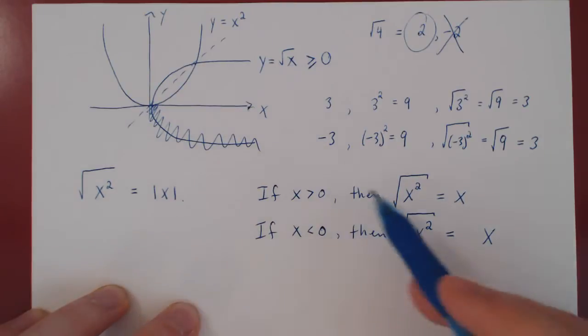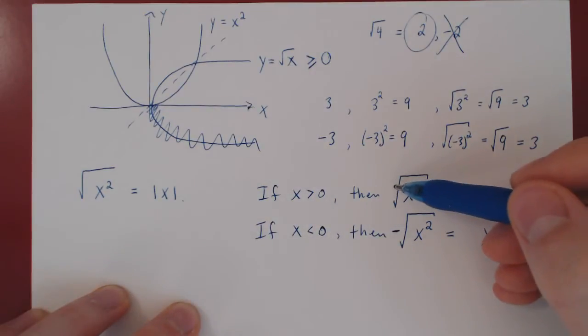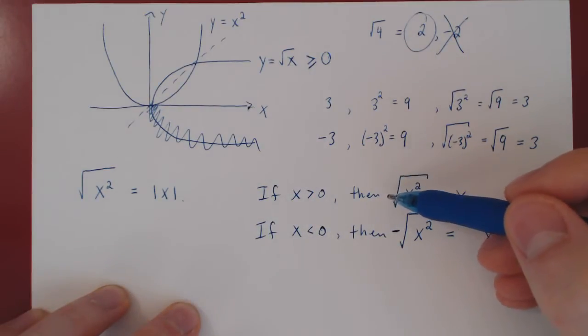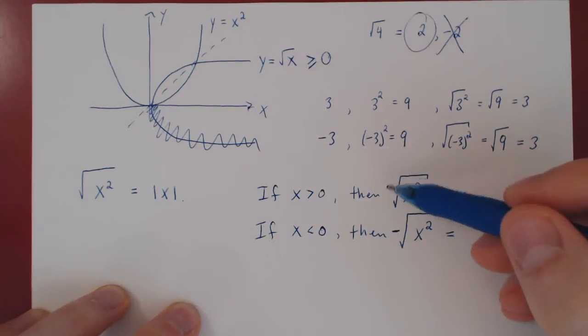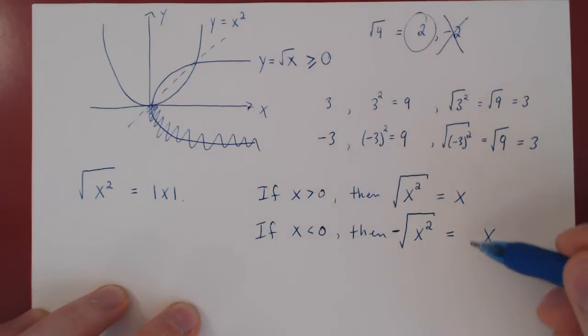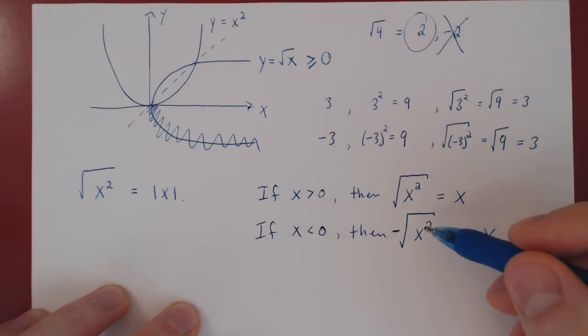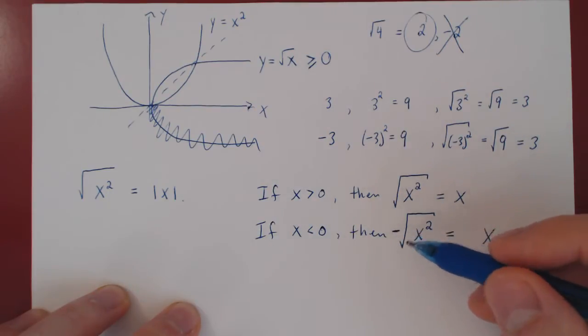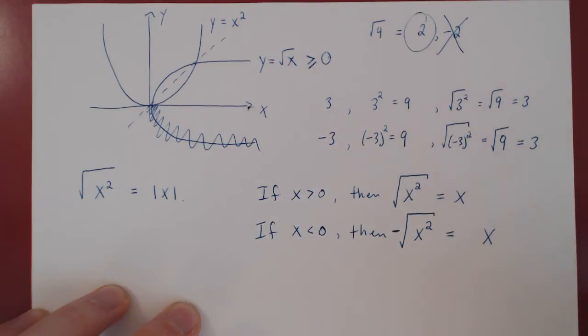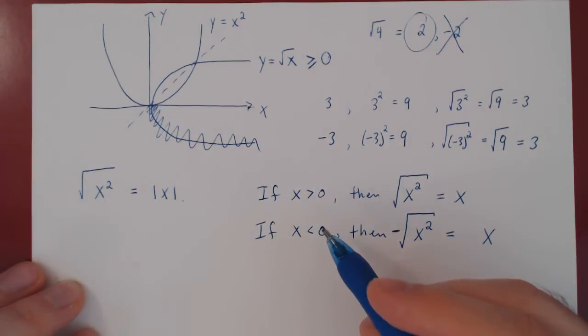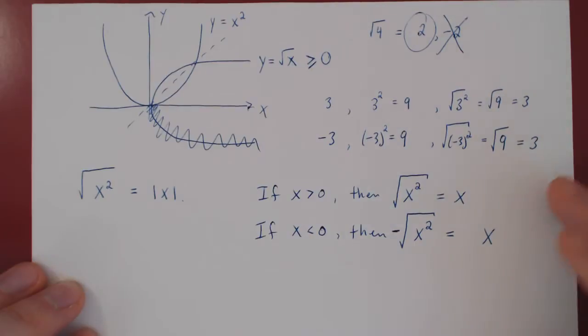And the argument is the same if you had, instead of the square root, the 4th root, the 6th root, the 8th root, and so on. If you have an even root and x is negative, because x is negative and the even root of the even power is positive, you have to negate the root to have an equality with x. For odd powers, this is not a problem.